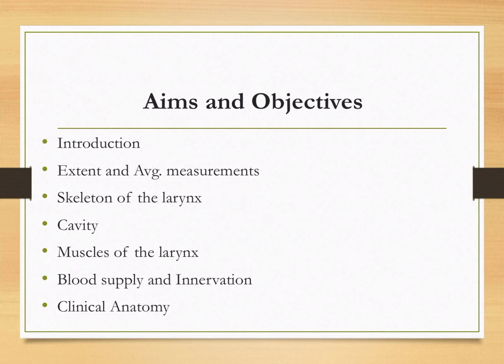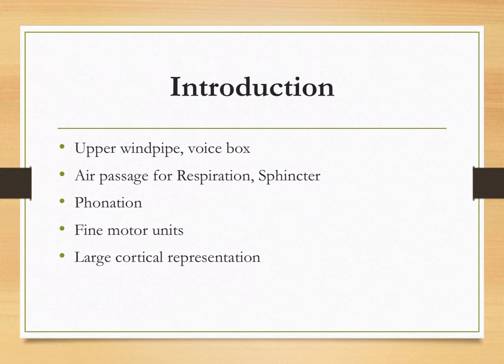We're going to be discussing the larynx under the following heads. First, we'll have a nice little introduction. Then we'll discuss the extent and the average measurements. All the mathematical figures are from the 40th edition of Gray's. Then we're going to speak about the skeleton of the larynx under the subheadings of the cartilages, the joints, the ligaments, and the membranes. Then we're going to be speaking about the cavity of the larynx and its three subdivisions. Then the muscles of the larynx in terms of origin, insertion, action, and nerve supply. Then the blood supply, the lymphatic drainage, the innervation, and the relevant clinical anatomy. So let's begin with the first half of the larynx lecture.